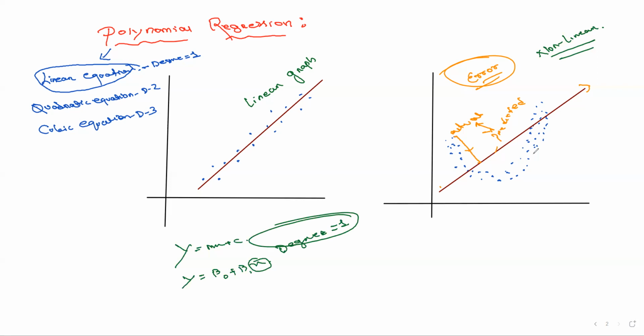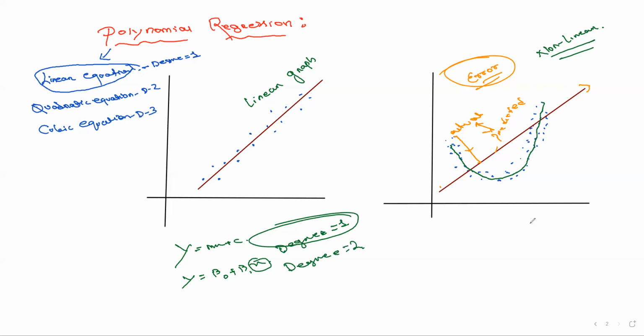If I improve the degree part, the line will be drawn like this. So this is the quadratic part. Now just tell me, in this diagram, is the error minimized or not? Yes or no?